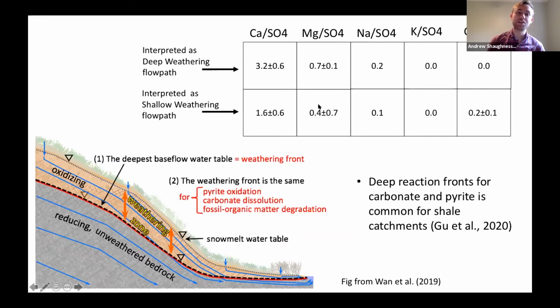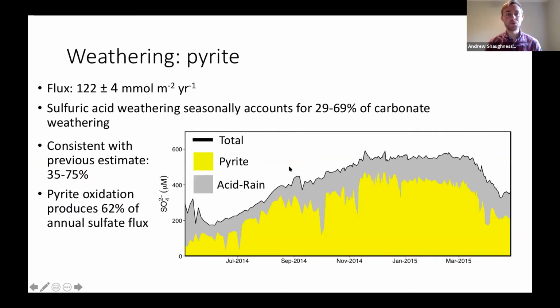And so we're going to, again, interpret this high calcium magnesium as this deep weathering flow path and this high chloride end member as the shallow weathering flow path. And what we see then at East River is a very high flux of pyrite-derived sulfate, and almost all of the sulfate at East River is derived from pyrite oxidation, and that's going to be 62% of the annual flux.